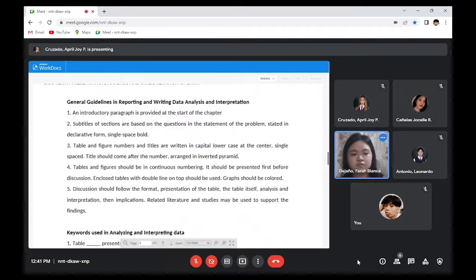Fourth, table and figure should be continuous numbering. It should be presented first before discussion. Enclosed tables with double line on top should be used. Graph should be colored. And lastly, discussion should follow the format: presentation of the data, the table itself, analysis and interpretation, then implications. Related literature and studies may be used to support the findings.